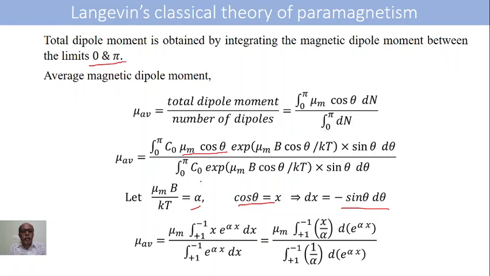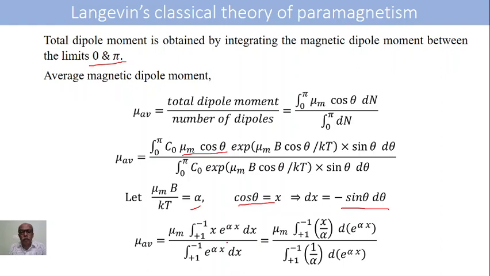If theta is equal to 0, we get x is equal to plus 1. If theta is equal to pi, we get x is equal to minus 1. The limits of integration also get changed. Therefore, μm is taken out as constant, μm into integral plus 1 to minus 1, substituting for all these values, we get x into e power alpha x dx. Similarly, in the denominator, integral plus 1 to minus 1 e power alpha x into dx.